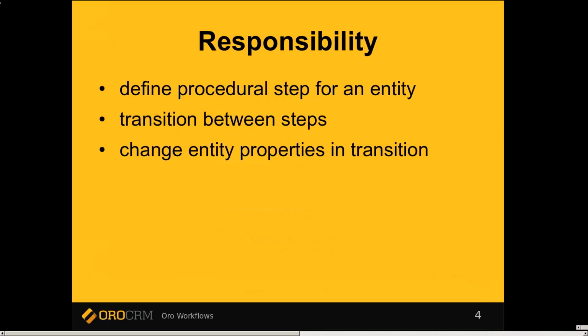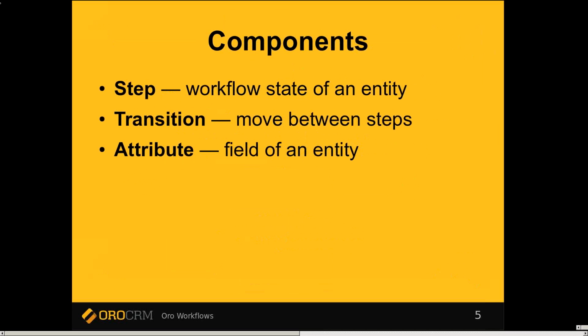A workflow consists of several components. These three were already partially discussed. A step is basically the workflow state of an entity. A step related directly to an entity is stored as a property of the specific entity, and steps basically consist of a label and some additional information I will show you a bit later on a specific example.